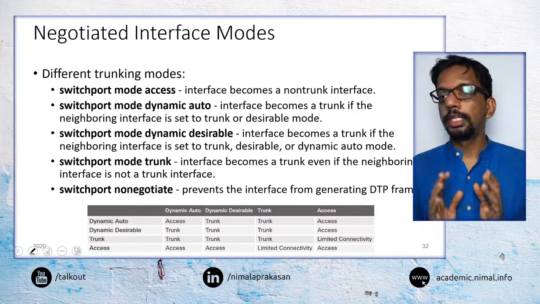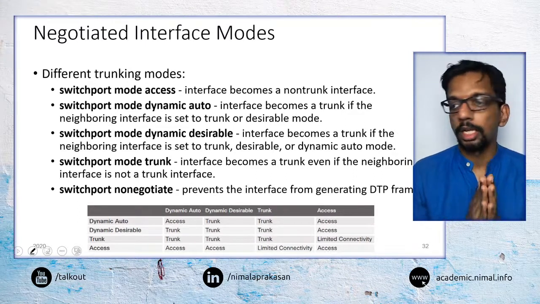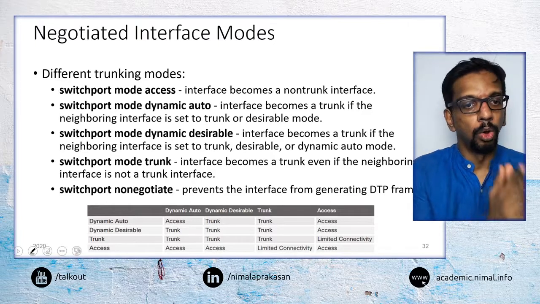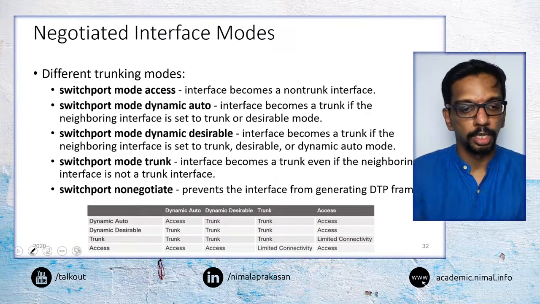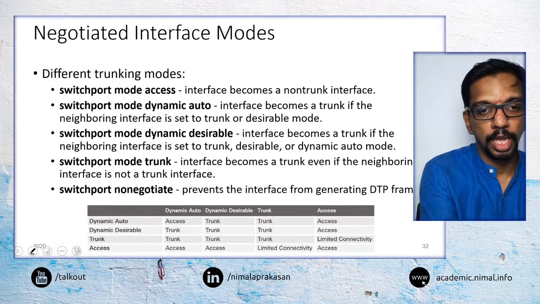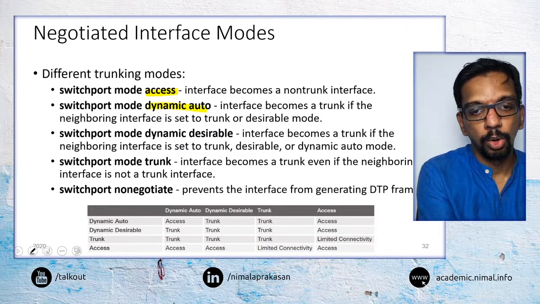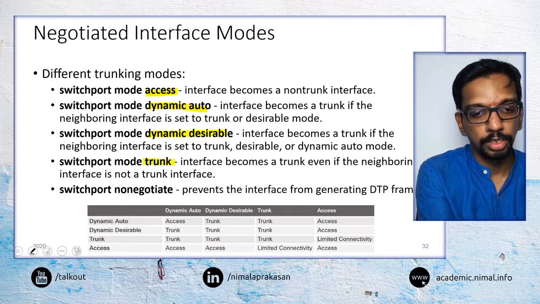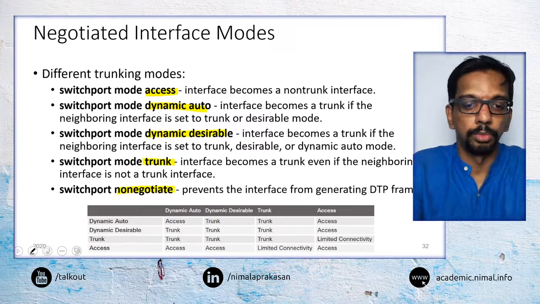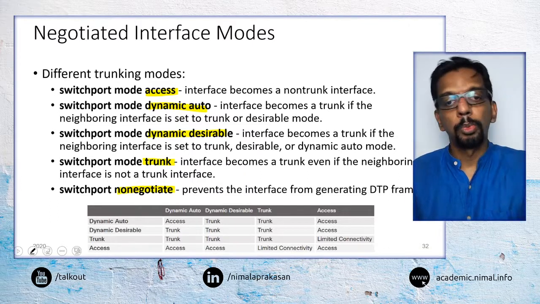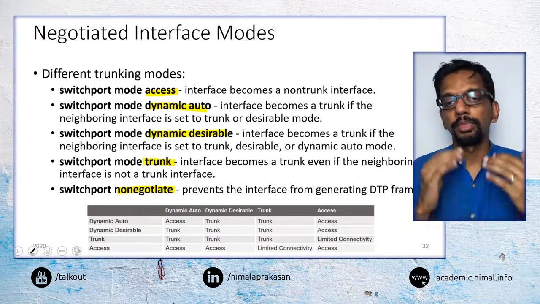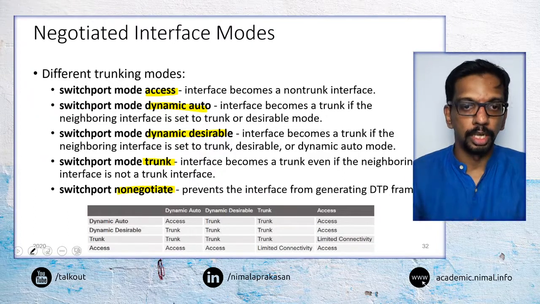So these are some of the trunking modes that are supported by DTP, some of the options that we can set. We can set access, dynamic auto, dynamic desirable, trunk, and nonegotiate modes. If we do switchport mode access, then the interface becomes a non-trunk interface. So it is an access port.